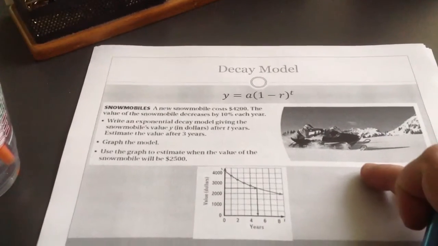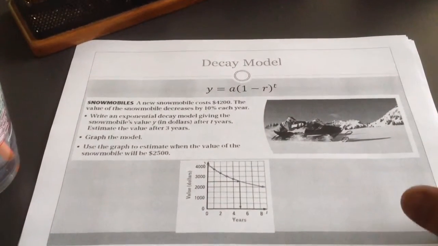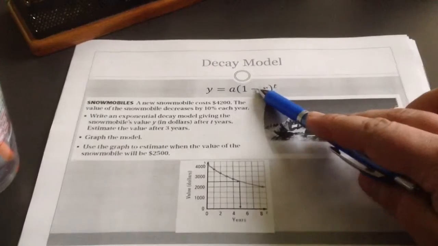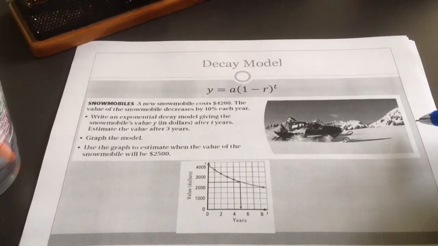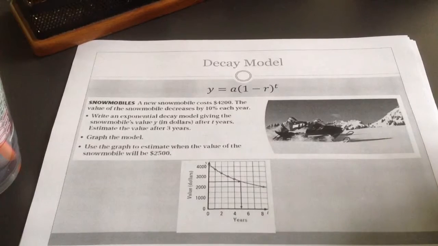Now we have a decay model. So similar idea, but remember in the M&M lab the only difference was we subtract the rate because it's going to be less than 1 for our base. It's going to be making something shrink.